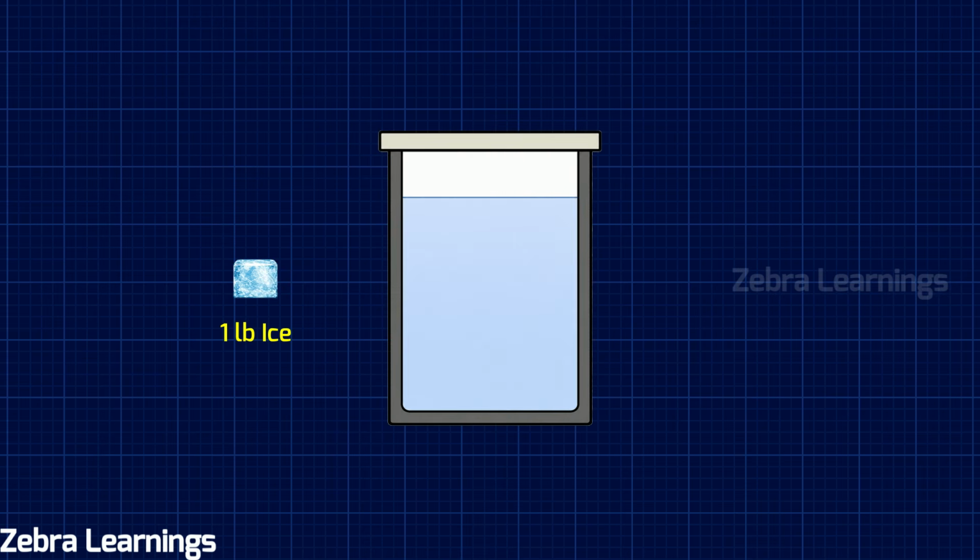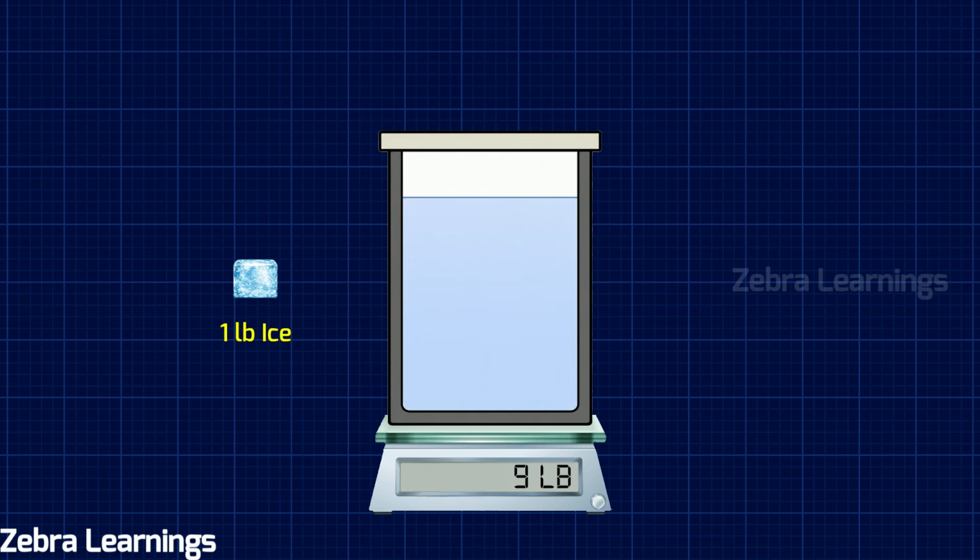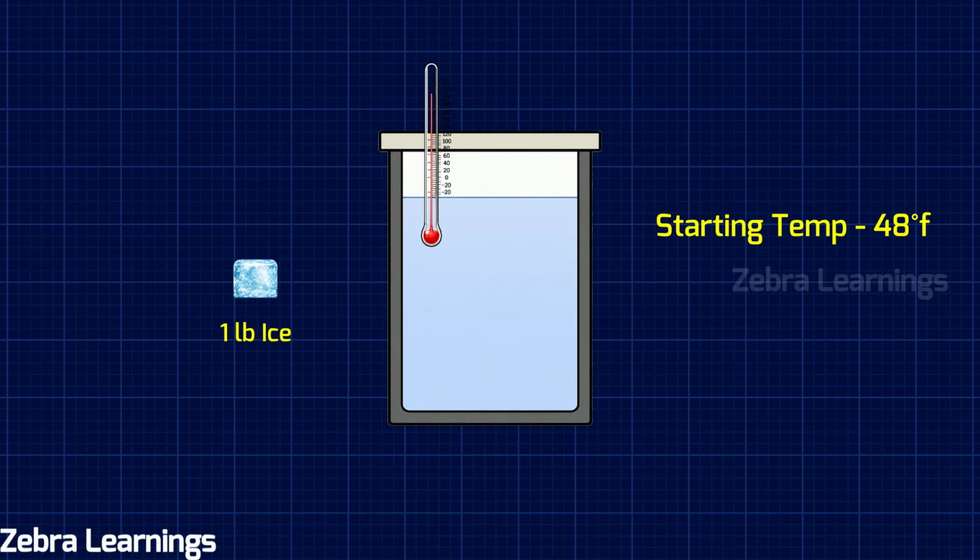Now, imagine a closed, conditioned environment where we have 9 pounds of water. Let's note the starting temperature of this water, which is 48 degrees Fahrenheit. Next, let's drop that 1 pound of ice into the water. We will wait until the ice melts completely, and the moment it is fully melted, we will measure the water temperature again. You will find that the water temperature has dropped to 32 degrees Fahrenheit.